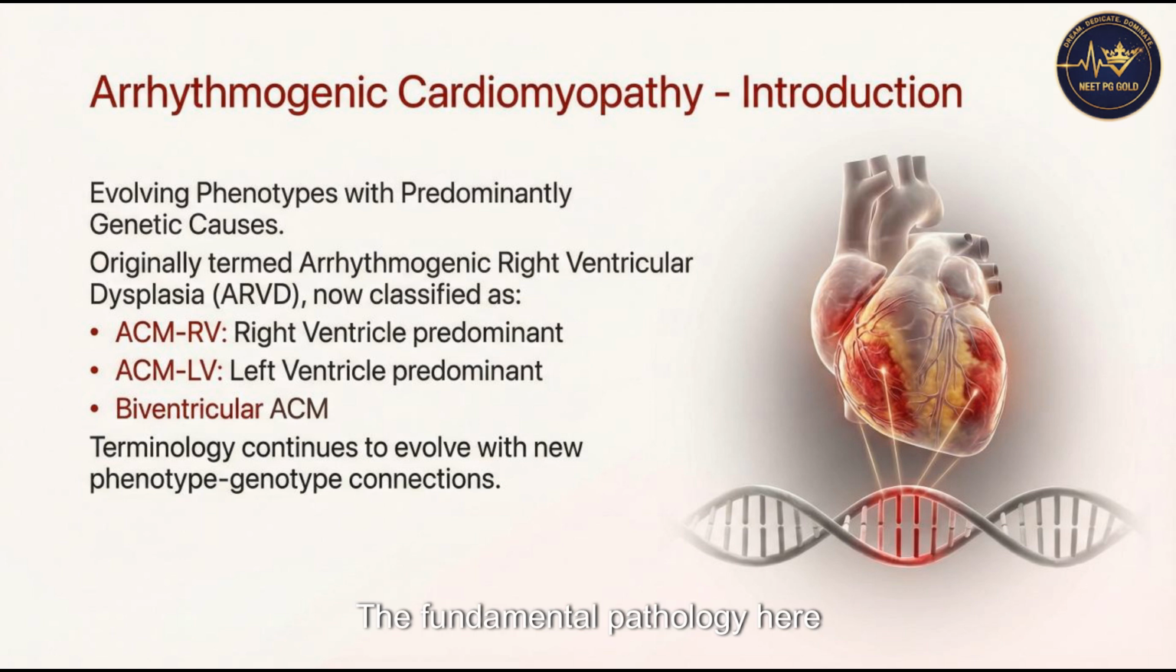The fundamental pathology here is the replacement of normal heart muscle with fibrofatty tissue, driven predominantly by genetic causes. We classify this based on which ventricle is hit the hardest: ACM-RV for right ventricular predominance, ACM-LV for left ventricular predominance, or biventricular ACM. This shift in terminology is important because the examiner may present a case with left-sided involvement that looks like a dilated cardiomyopathy but is actually a genetic arrhythmogenic condition.